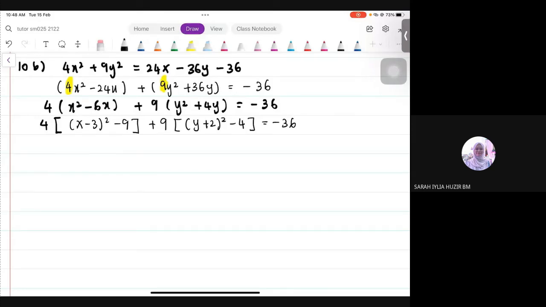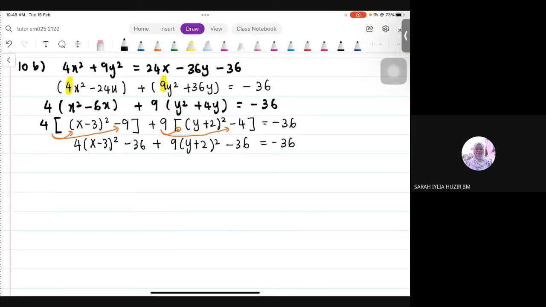And then baru kita kembangkan semula. So, we get 4 times (x minus 3) squared minus 36, plus y times y, 9 (y plus 2) squared minus 36 equal to negative 36. Okay, kembangkan je ni. Buka balik bracket tu. Square bracket tu saya buka balik sebab kita dah siap CTS.